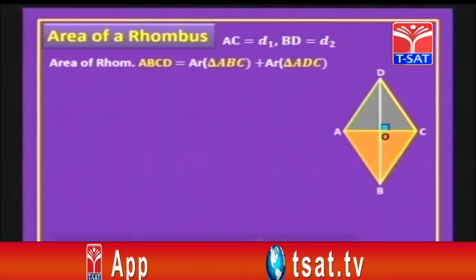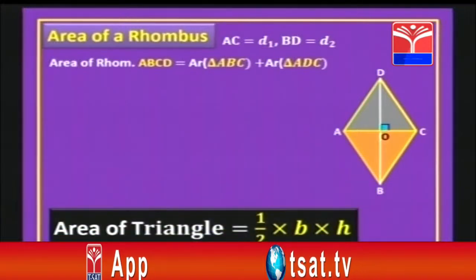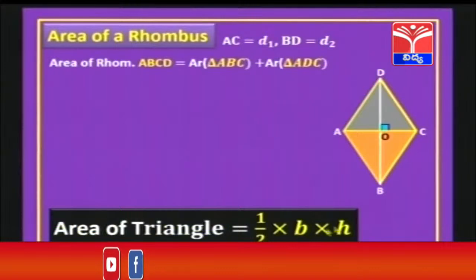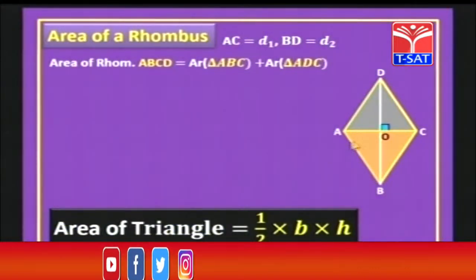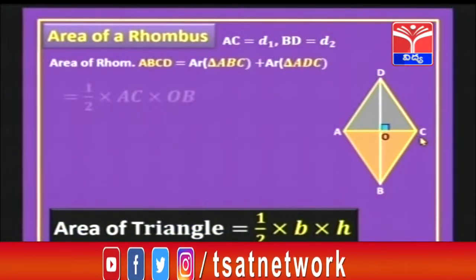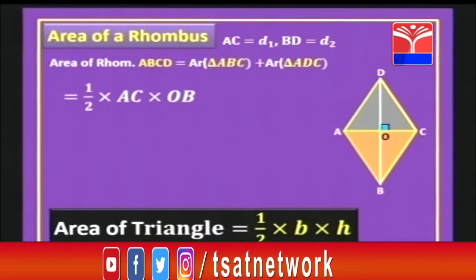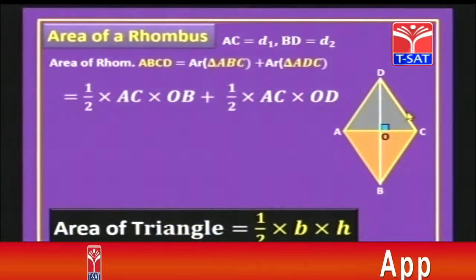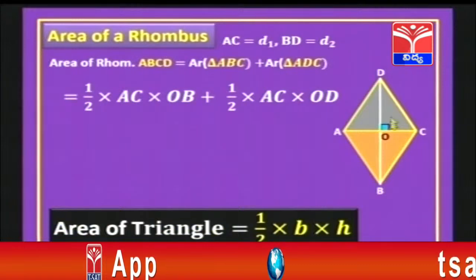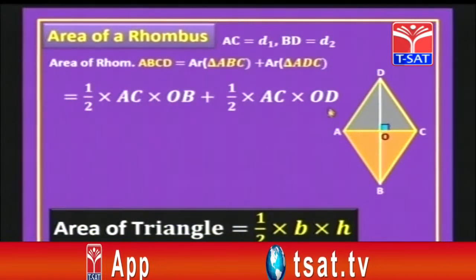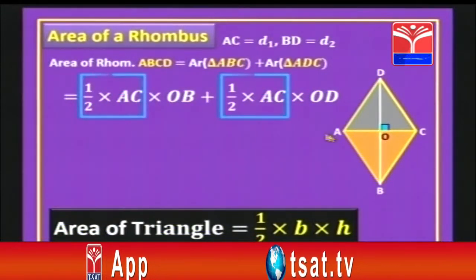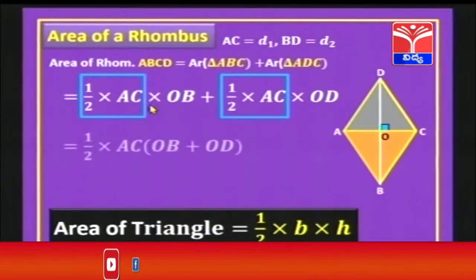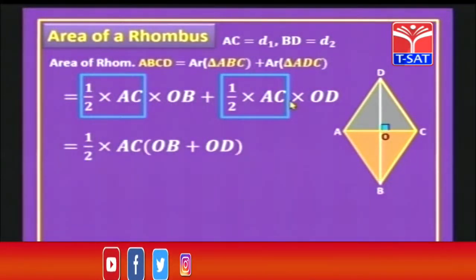So let us substitute the values of the areas of the triangles. The area of a triangle is half base into height. So here what is the base I am assuming? AC. So if AC is the base, what is the height? OB. Again for this triangle also I am assuming AC as the base, so the height will become OD. So substituting this, is there anything common, children? Half AC. Take out half AC common. Left is OB plus OD.